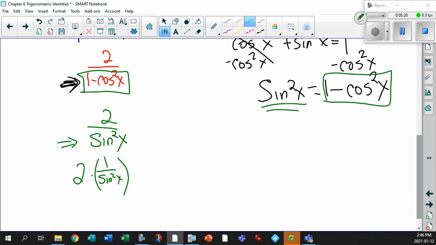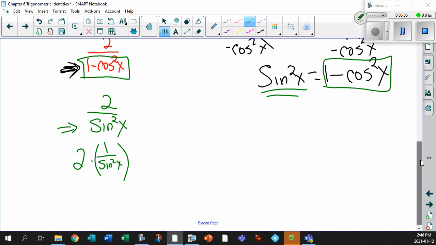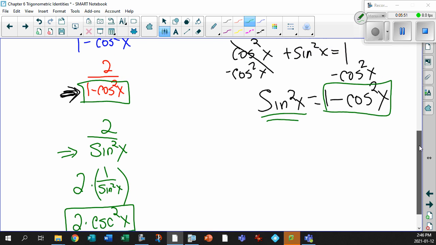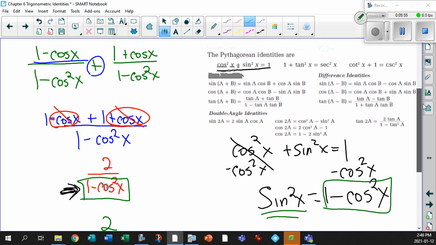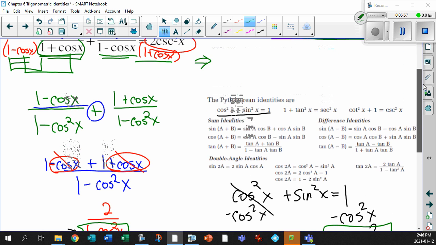Ladies and gentlemen, what is 1 over sine? Oh, 1 over sine, isn't that cosecant? So isn't this cosecant squared x? That looks awfully familiar for some reason. Wait a second. Where have I seen this before? Could it be? Could it be? Where?